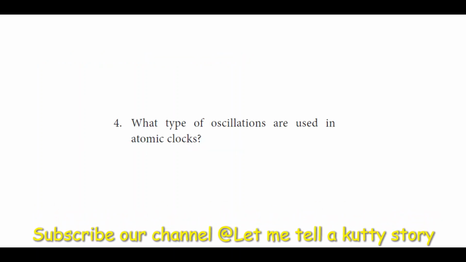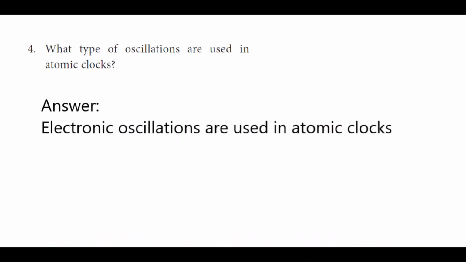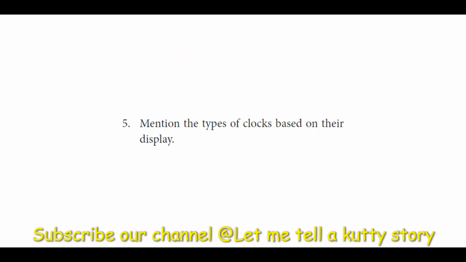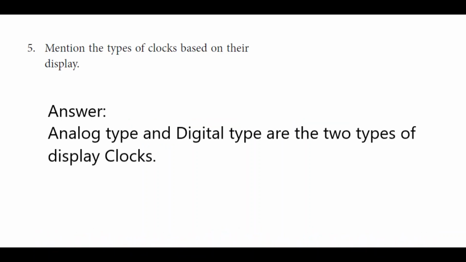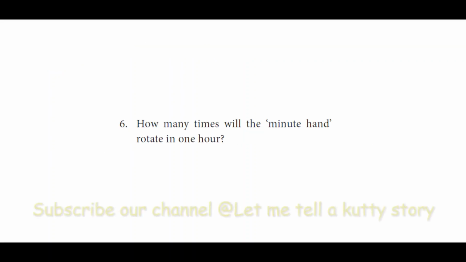Fourth one, what type of oscillations are used in atomic clocks? Answer: Electronic oscillations are used in atomic clocks. Fifth one, mention the types of clocks based on their display. Answer: Analog type and digital type are the two types of display clocks.